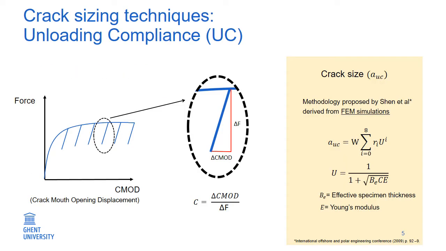Starting with the unloading compliance technique. In this technique, some elastic unloadings are performed during the test. The inverse slope of these unloadings, also known as the compliance, can be linked to crack size by using polynomial equations obtained by fitting numerical results. In this work, we will be using the polynomial equation and coefficients obtained by Shen.